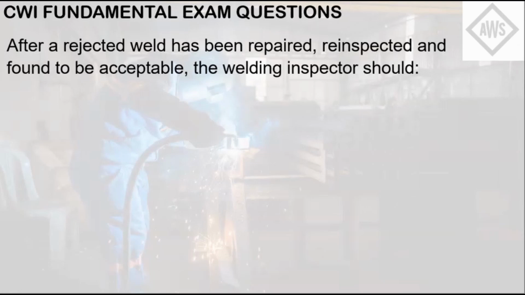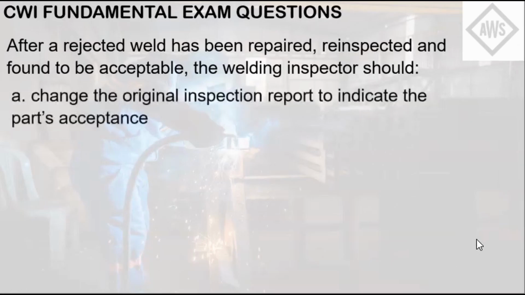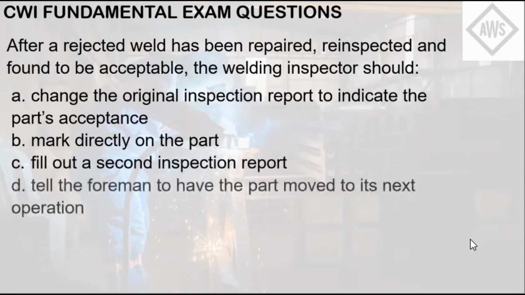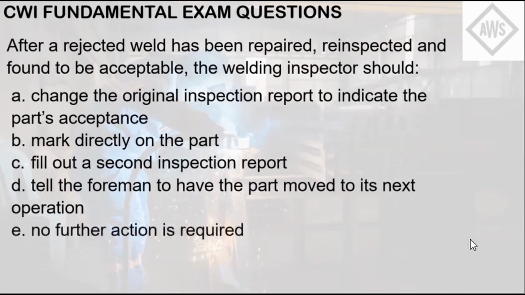After a rejected weld has been repaired, re-inspected, and found to be acceptable, the welding inspector should, letter A, change the original inspection report to indicate the part's acceptance. Letter B, mark directly on the part. Letter C, fill out a second inspection report. Letter D, tell the foreman to have the part moved to its next operation. Letter E, no further action is required.